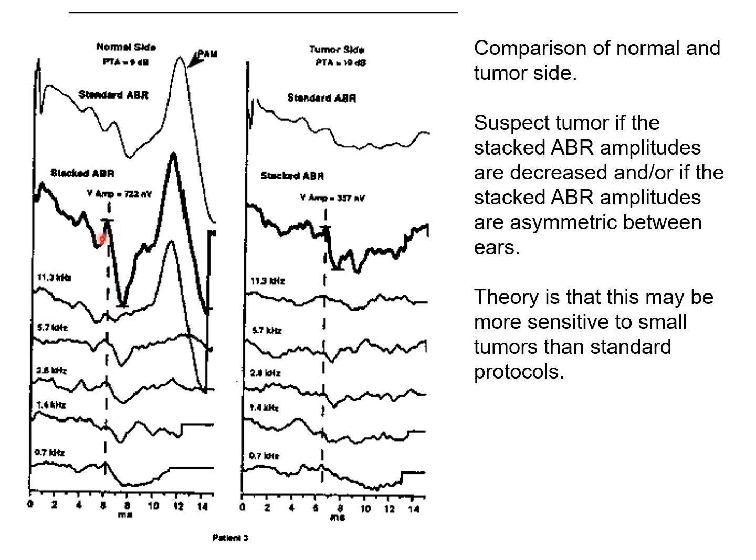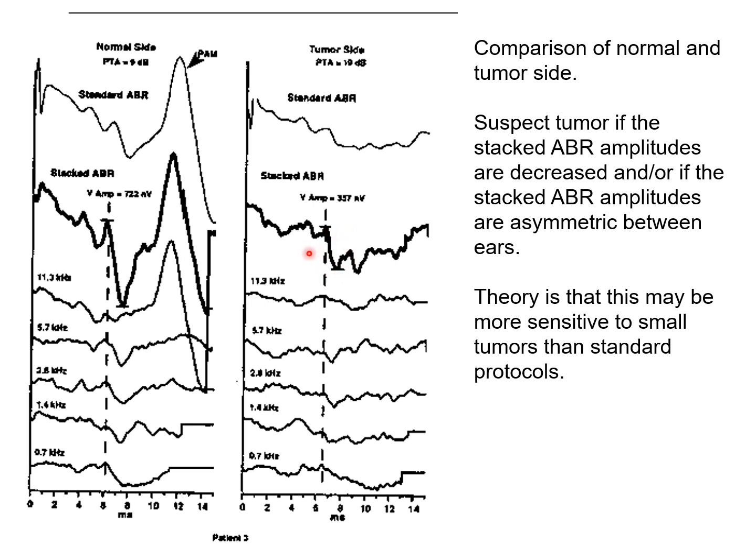So this is a stacked ABR on the normal, non-tumor side. This side is normal, has no tumor. We have a very big stacked ABR waveform amplitude. However, on the tumor side, if we do the same thing, we align all the waveforms and add them all together, the stacked ABR amplitude is here.